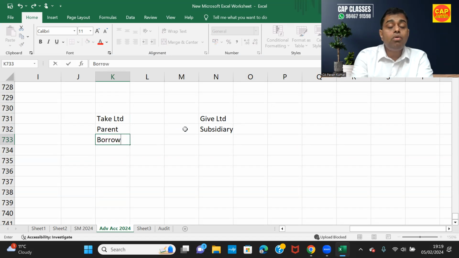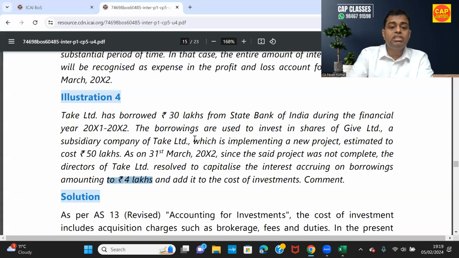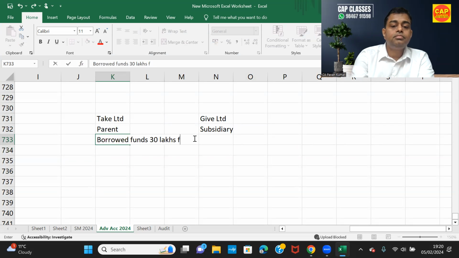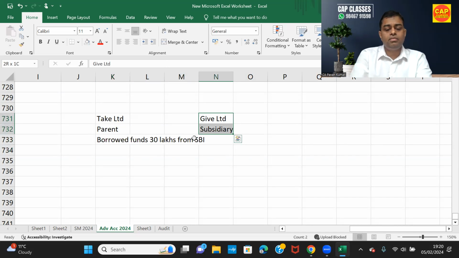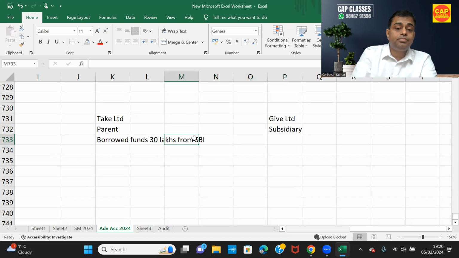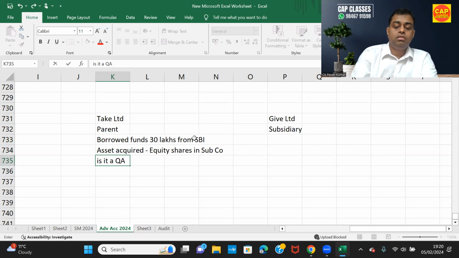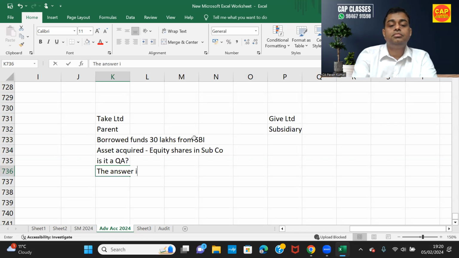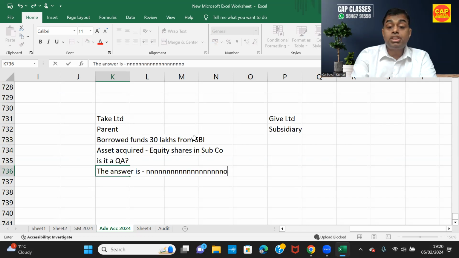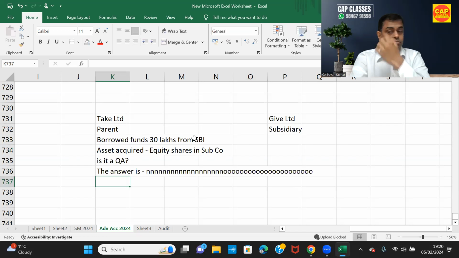So, borrowed funds, how much? 30 lakhs from SBI. Very good, you borrowed money. That's fine. What is the asset acquired? Asset acquired are equity shares in subsidiary company. Is it a qualifying asset? The answer is equity shares are not qualifying assets.